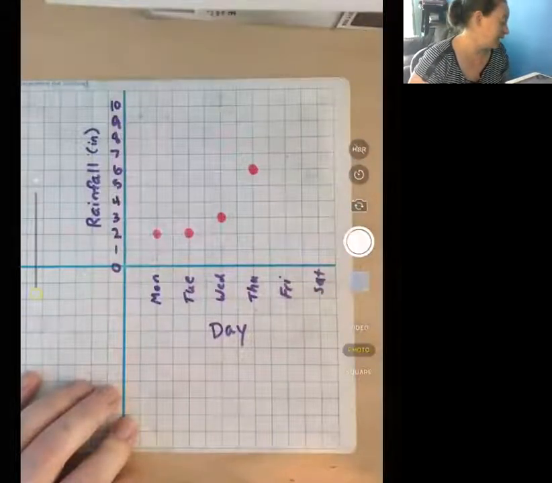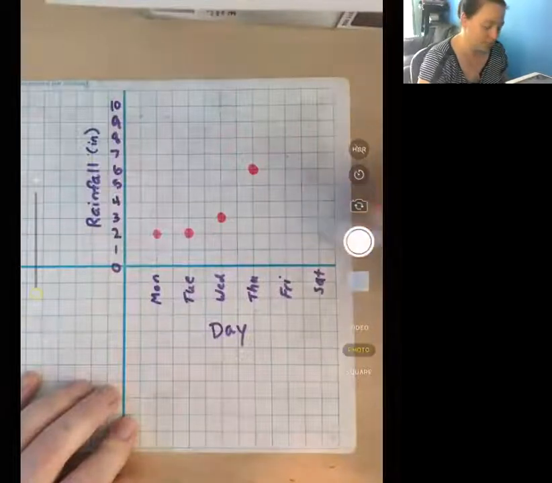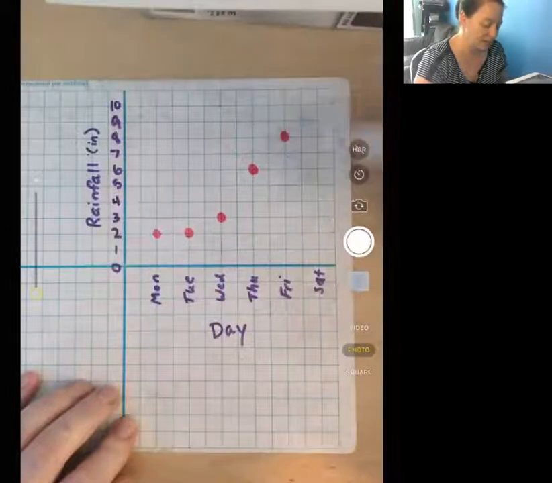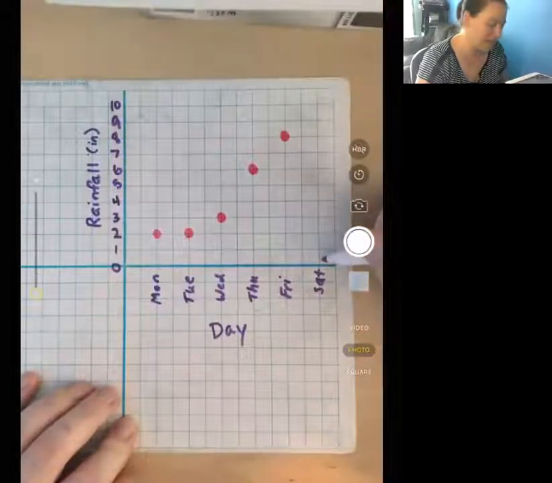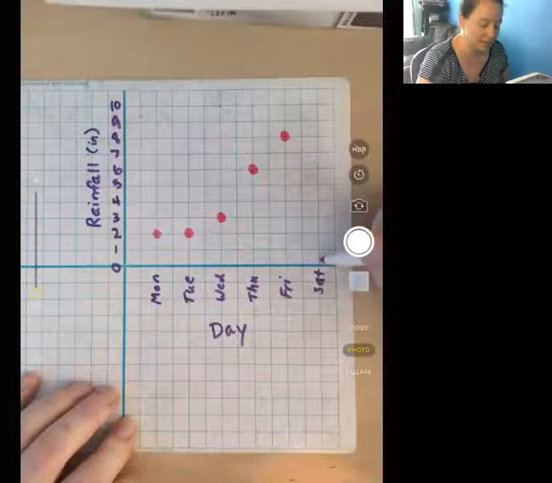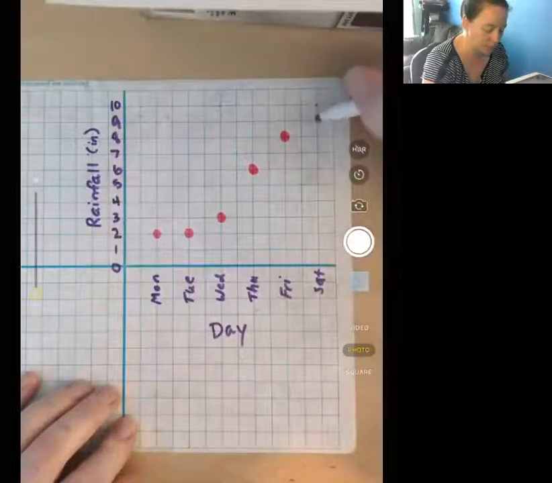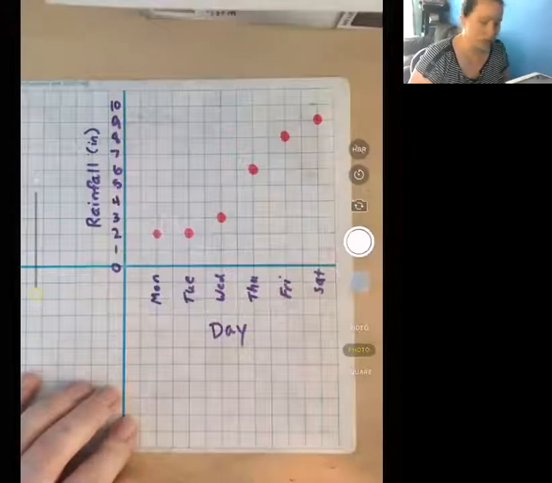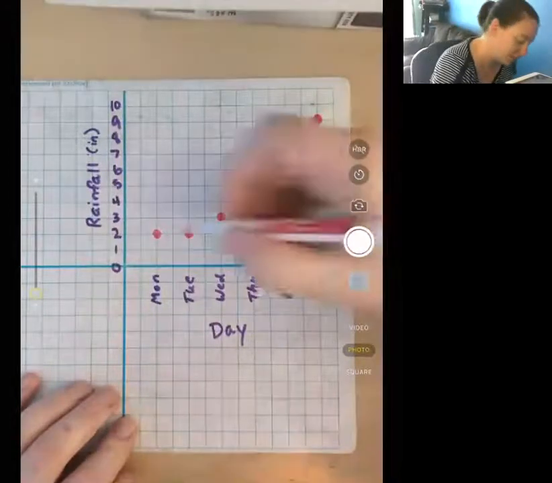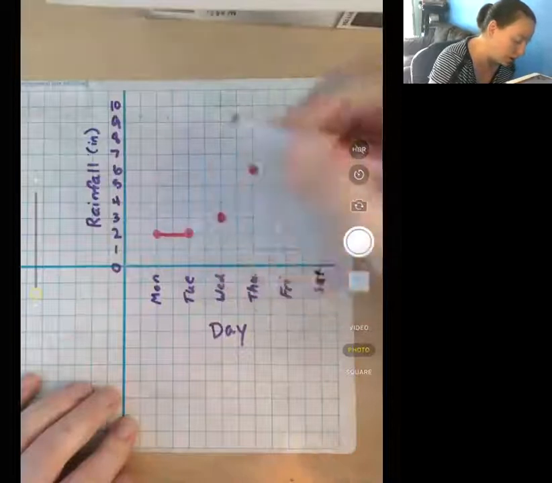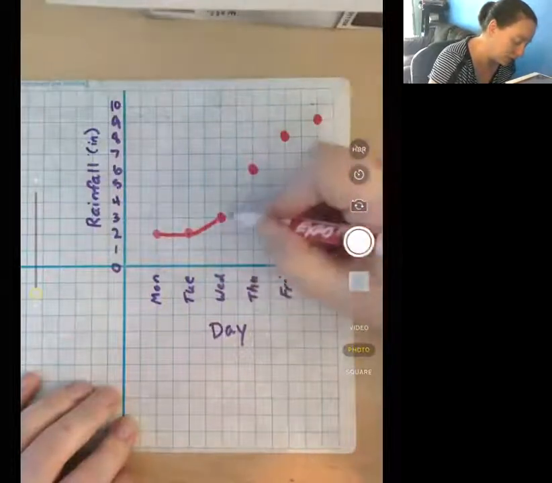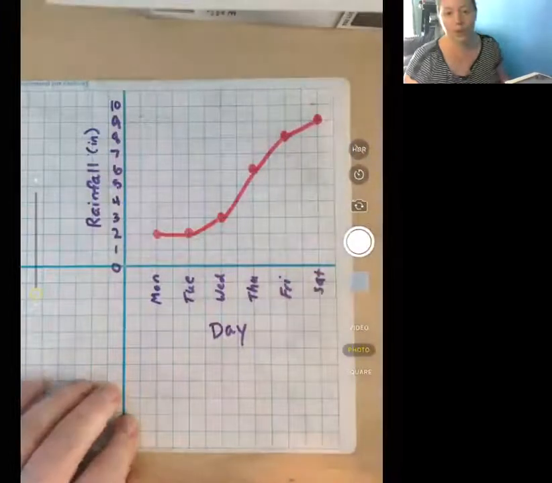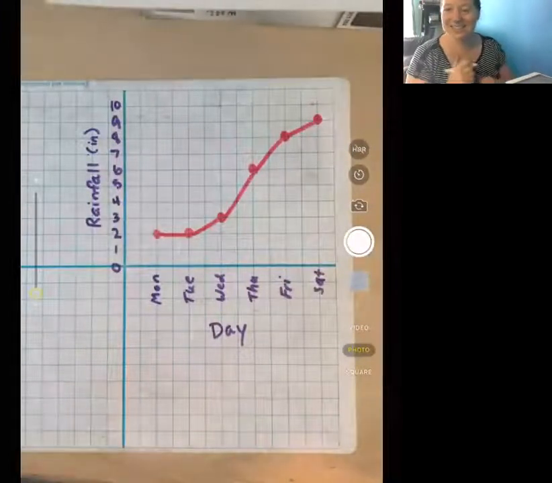On Friday, it was 8 inches. Over to Friday, up to 8, and make a dot. On Saturday, it was 9 inches. Over to Saturday, up to 9, and make a dot. Now we are going to connect these dots. So I just draw a line in between each of the dots. We're playing connect the dots.